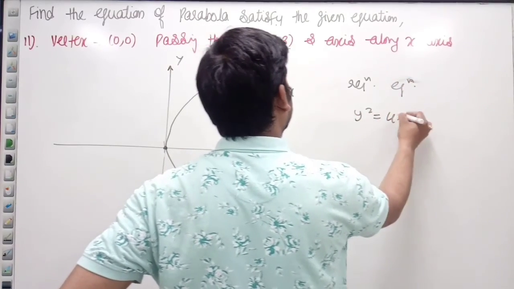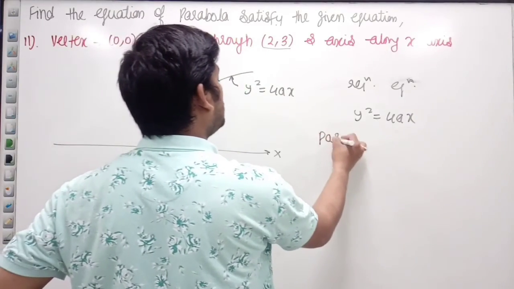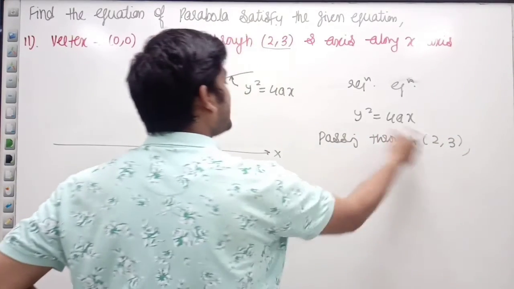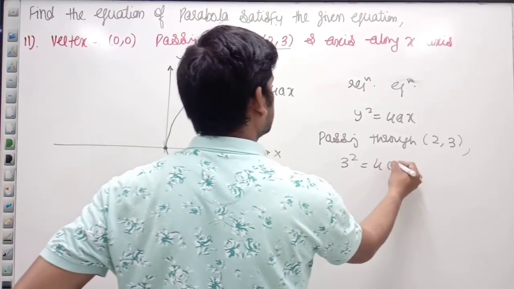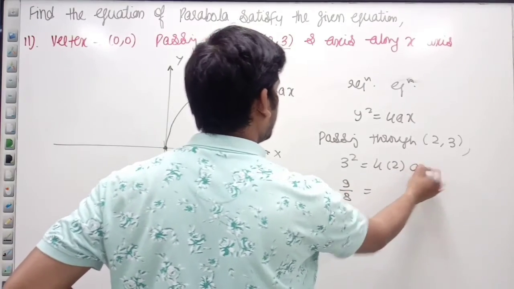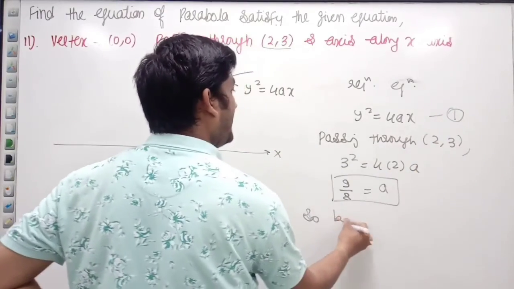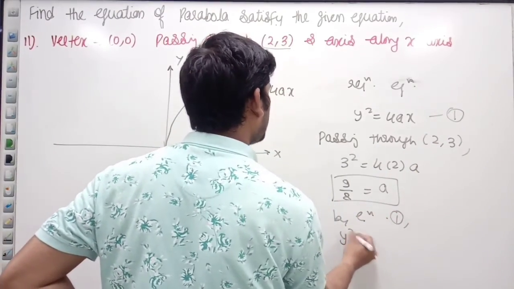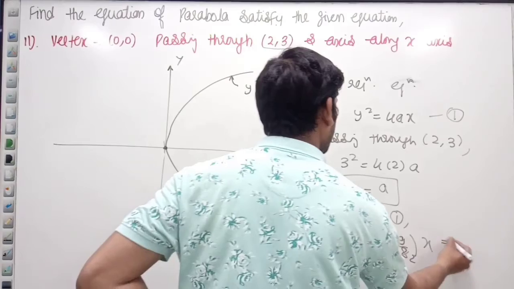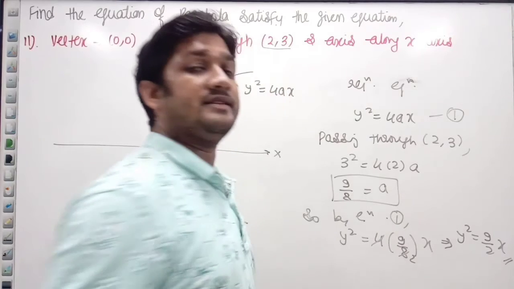y square equal to 4ax. Now we don't know the value of a, but we know that the parabola is passing through 2, 3. So put x as 2, y as 3: 9 equal to 8a, so a is 9 upon 8. By equation number 1, y square equal to 4 into a, where a is 9 by 8, so 4 into 9 by 8. So we can say y square equal to 9 by 2 x, and this is the answer.